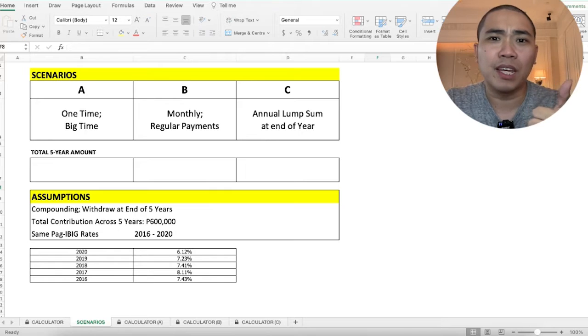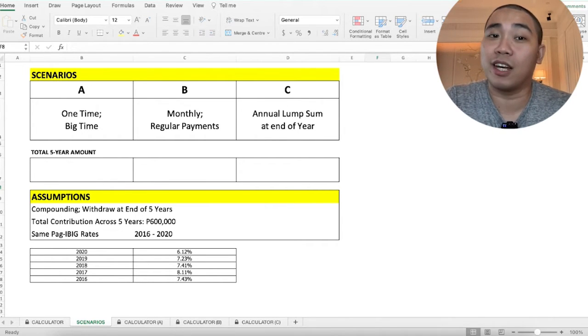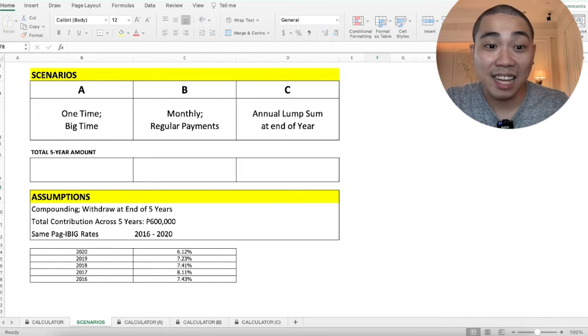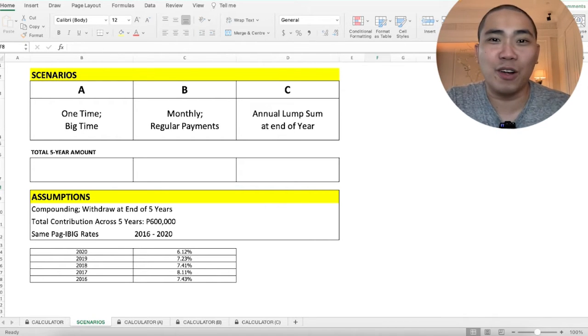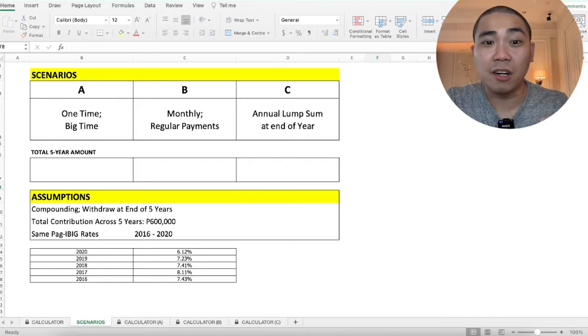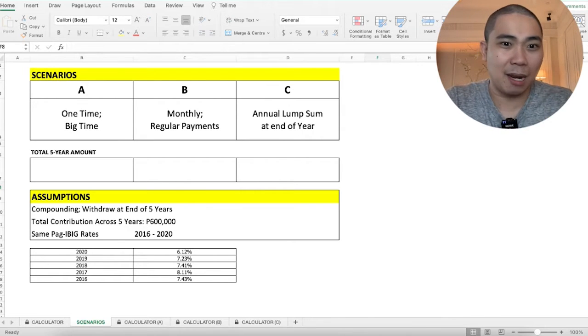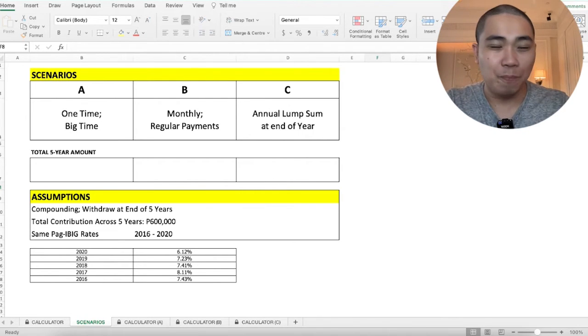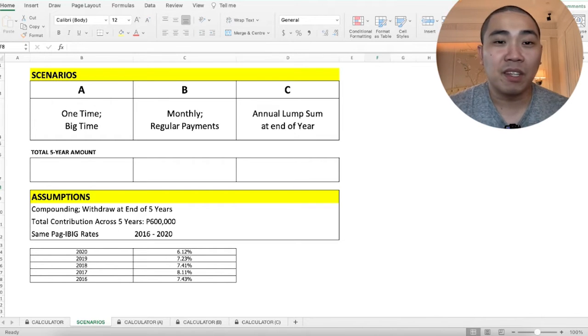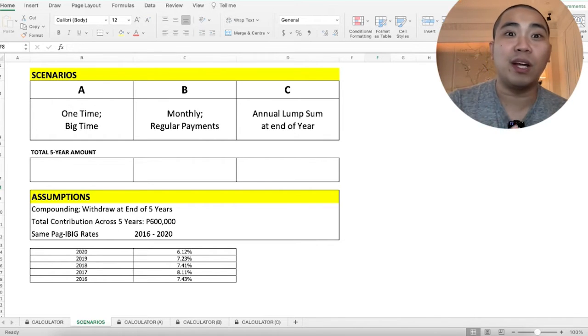So, una, ang tanong lagi sa akin is, A, mas okay ba na one time, big time ko sa simula ilalagay? And hayaan ko na lang siya dyan, wala na akong gagawin sa kanya. Or, B, better ba na monthly ako maghulog and I do regular payments every month? Or, C, sabi kasi nila mas maganda daw pag naka-lump sum? Right? So, pwede bang annually ako mag-lump sum?